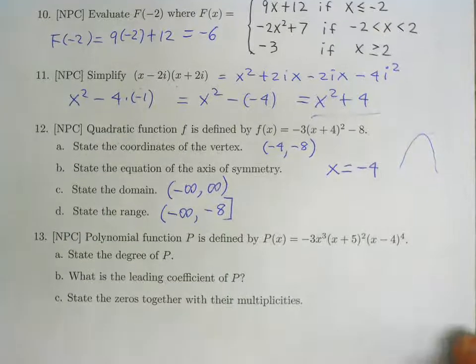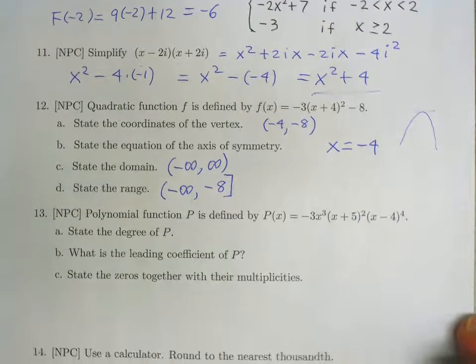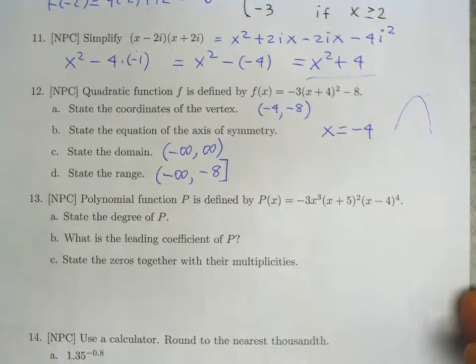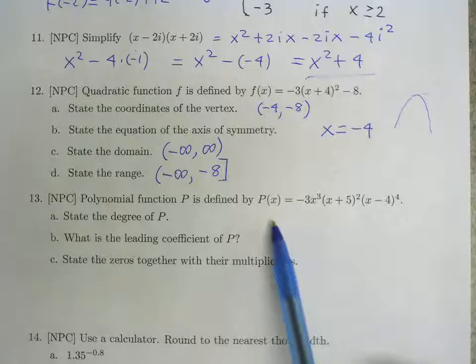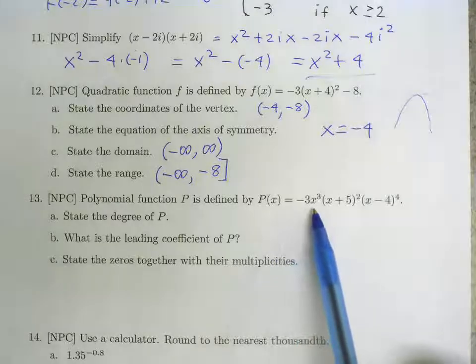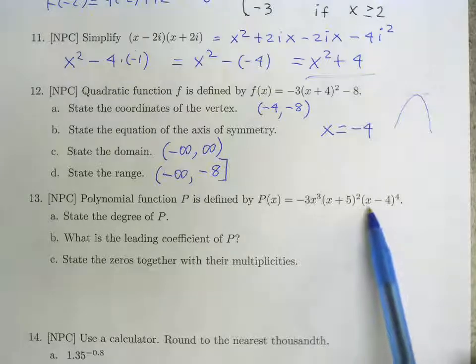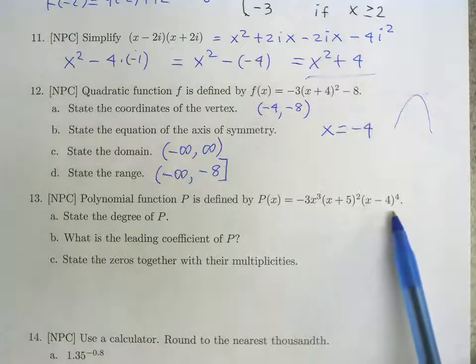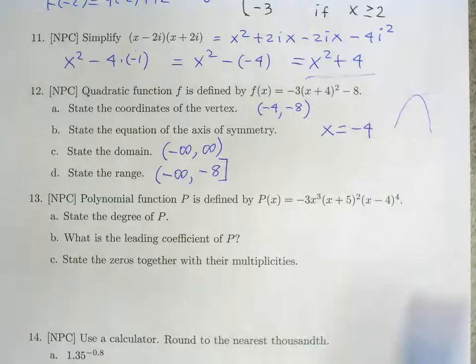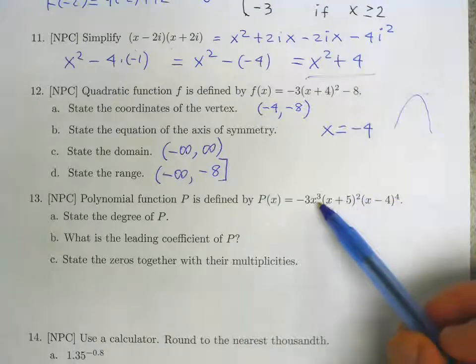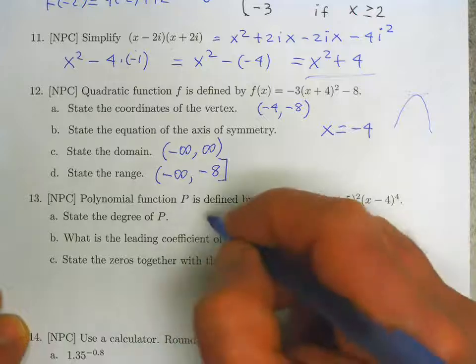Okay, number 13. The polynomial function capital P is defined by capital P of x equals -3 times x to the third times x plus 5 to the second times x minus 4 to the fourth. So the degree, if we just count multiplicities, so here we have 4, 5, 6, 7, 8, 9. So the degree is 9.